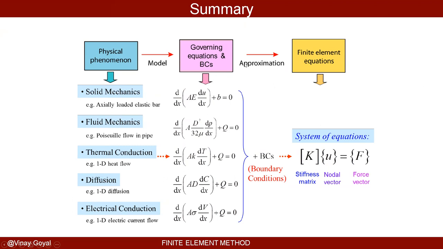Yet I can use an approximation to these solutions by discretizing the domain into subdomains and approximating the solution over each subdomain. We're able to then turn this problem into a finite number of equations, which is going to look like K U equals F. F is usually known, K is known, invert K to find U, the nodal vector. Here U could be any of these: deflection, pressure, and so forth, temperature for heat transfer. U can be whatever you want it to be in this column.